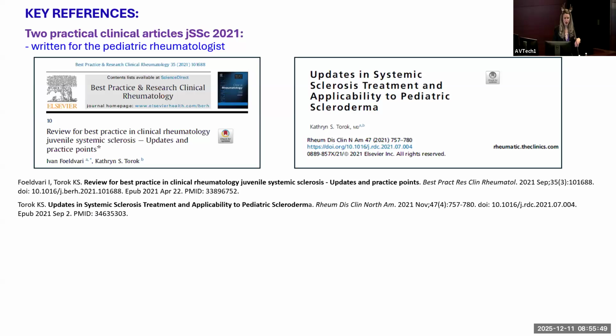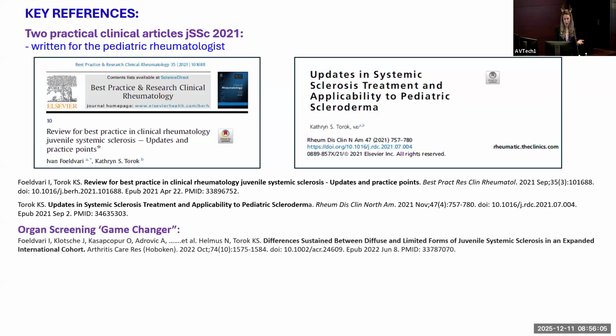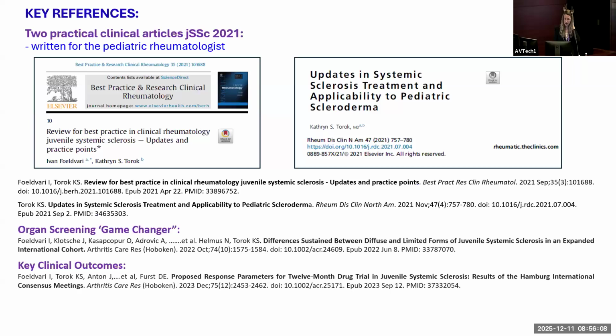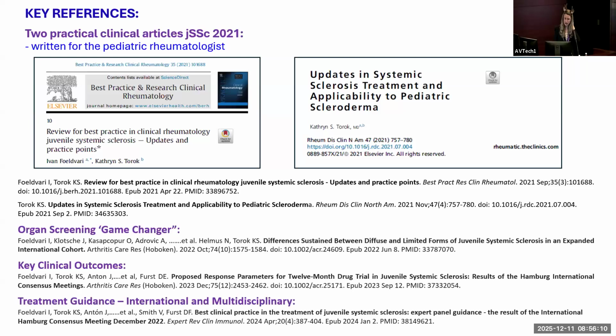This is just for later if you have access to the slides. I wrote these for pediatric rheumatology colleagues across the nation, but they're totally applicable to general pediatricians as well. They're tables on how to look for each organ system and what tests to do, et cetera. Hopefully that's a helpful resource for you. And I was just mentioning the game changer, the ILD study, and some key clinical outcomes there.